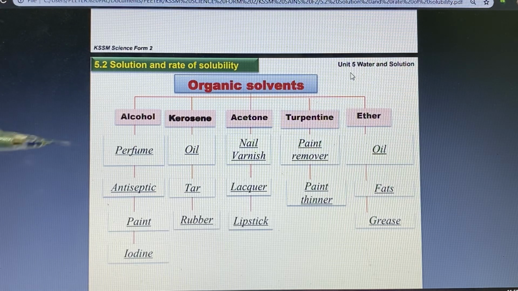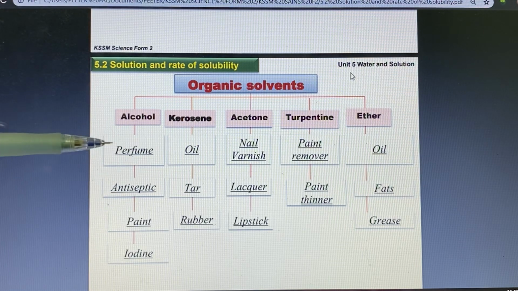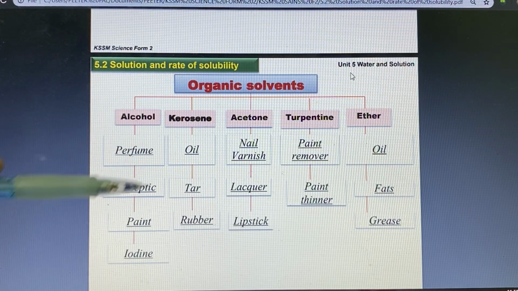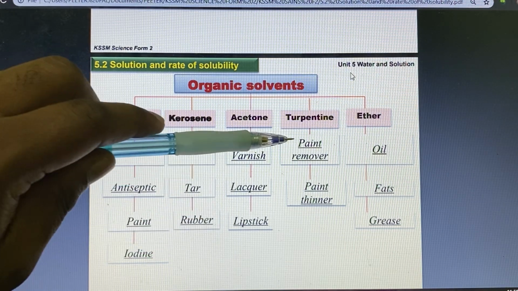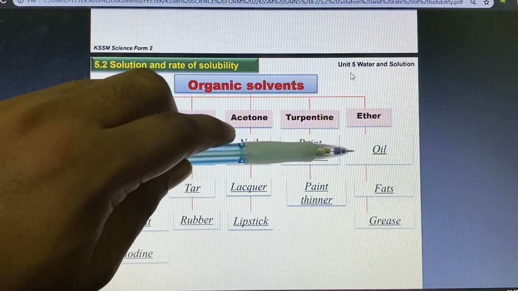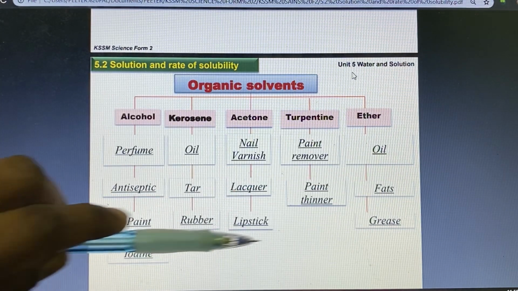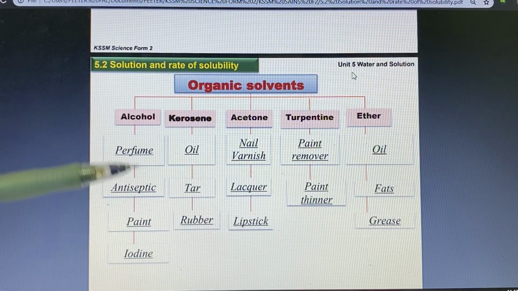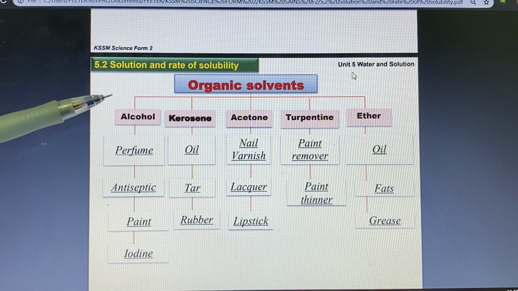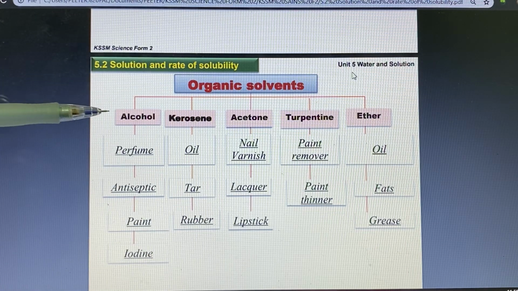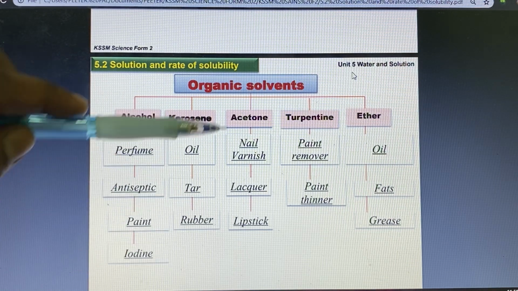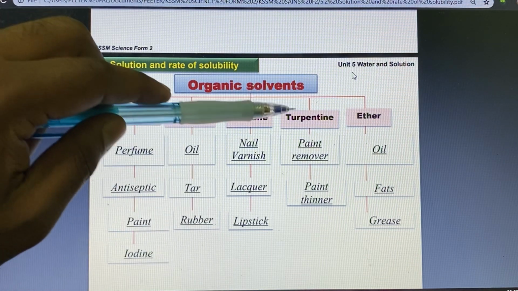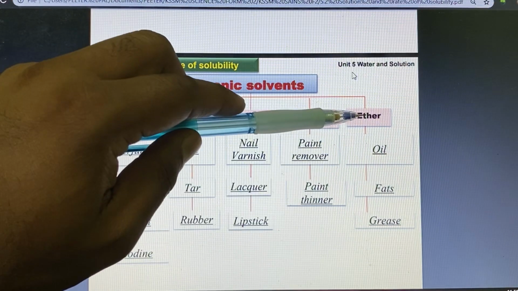So I repeat again, all these substances: perfume, antiseptic, paint, iodine, oil, tar, rubber, nail varnish, lacquer, lipstick, paint remover, paint thinner, oil, fats and grease, they can't dissolve in water. So the best way to dissolve them is in an organic solvent: alcohol for 4 of these, kerosene for 3, acetone for 3, turpentine for 2, and ether for 3.